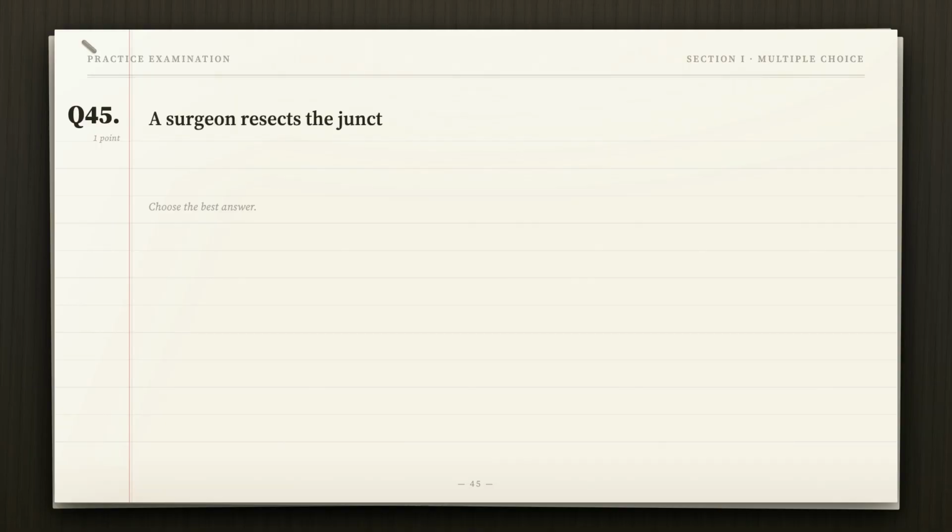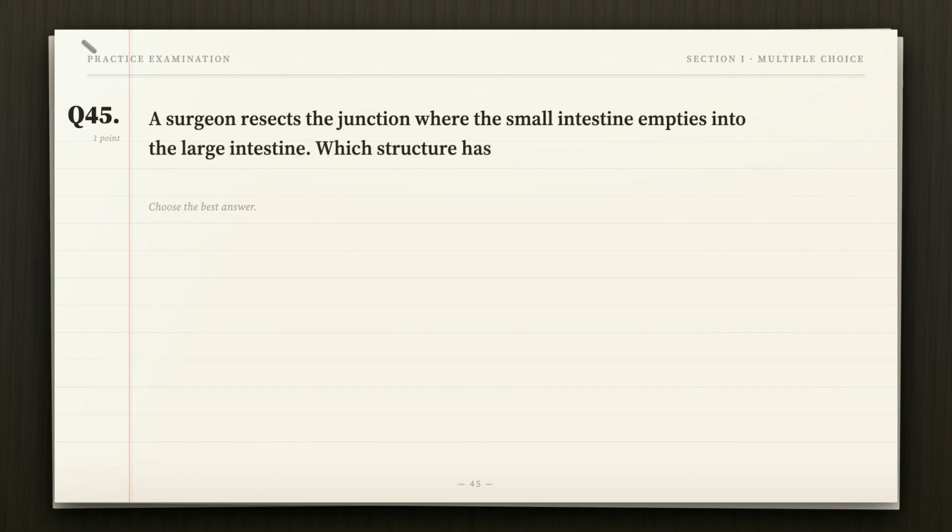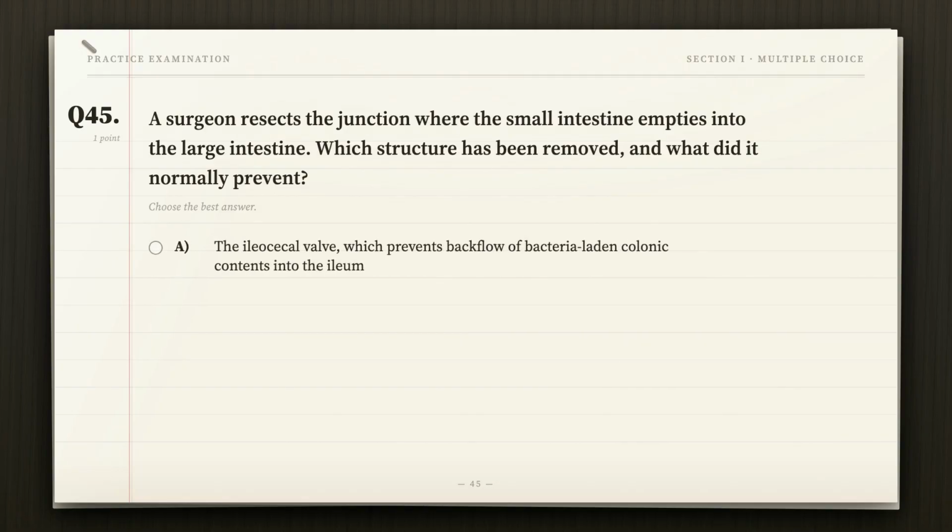Question 45. A surgeon resects the junction where the small intestine empties into the large intestine. Which structure has been removed and what did it normally prevent? Your options are A. The ileocecal valve, which prevents backflow of bacteria-laden colonic contents into the ileum. B. The pyloric sphincter, which prevents backflow of chyme into the stomach.